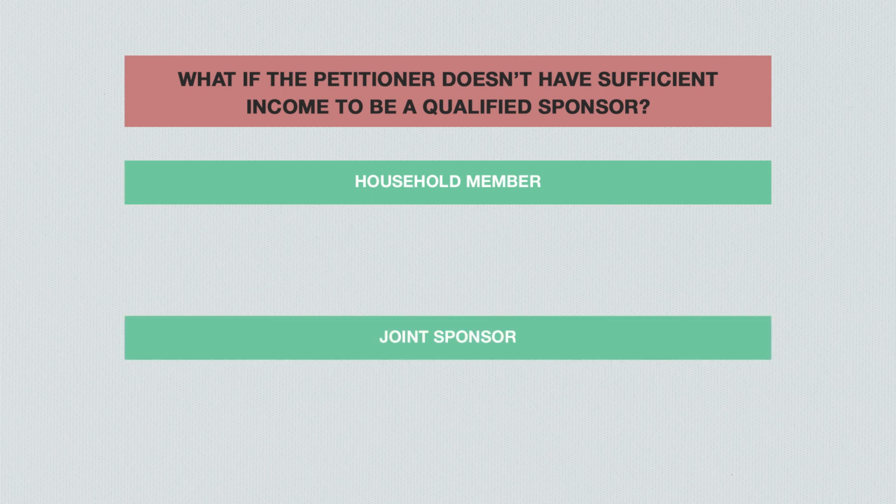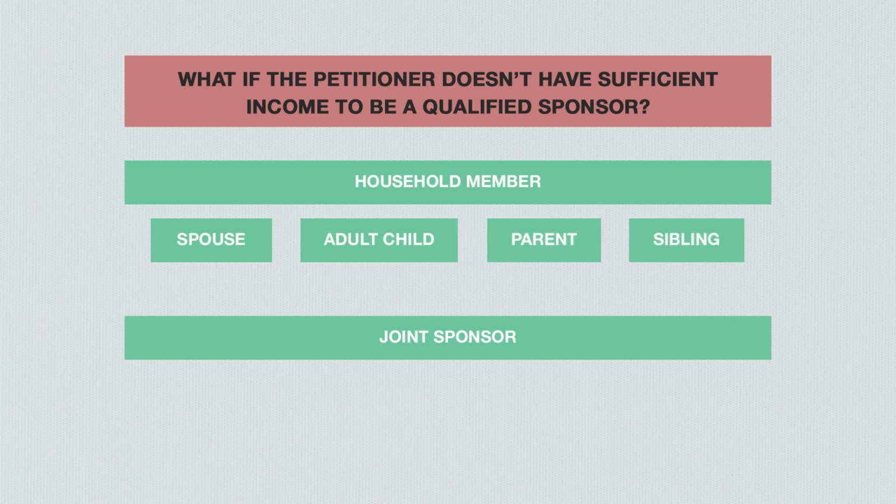A household member is a spouse, adult child, parent, or sibling that lives in the same household as the main sponsor. In certain situations, the intending immigrant's income may be used. A household member fills out Form I-864A to be added to the primary affidavit. A joint sponsor can be a friend or family member even if they don't live with the petitioning sponsor.